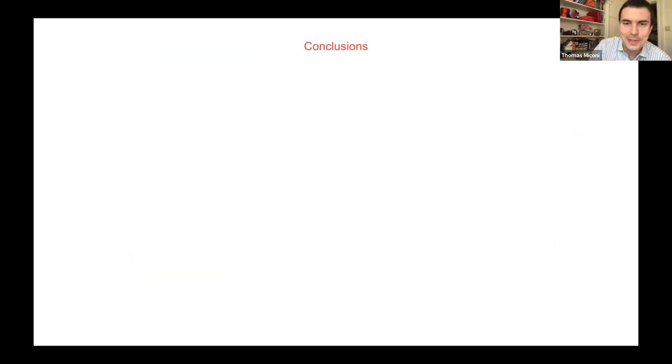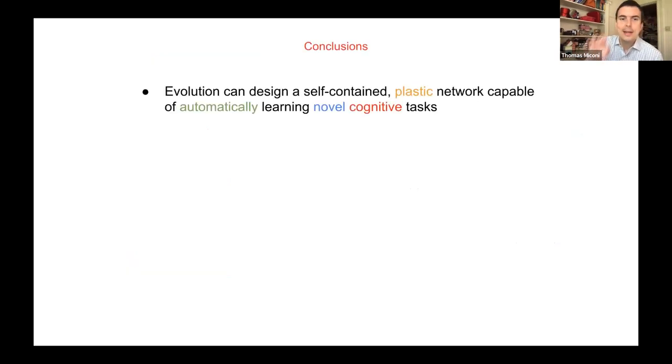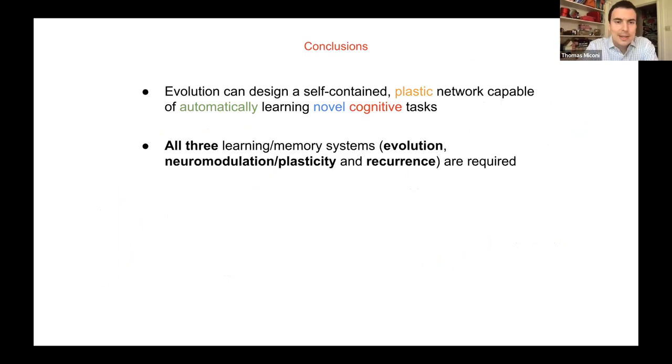So, in conclusion, we've shown that evolution can design self-contained plastic networks that can automatically learn novel cognitive tasks. In other words, we have successfully evolved our little lab rats. Now, we have shown that all three learning and memory systems, that is evolution, network recurrence, and neuromodulation and plasticity, are required for the system to work.